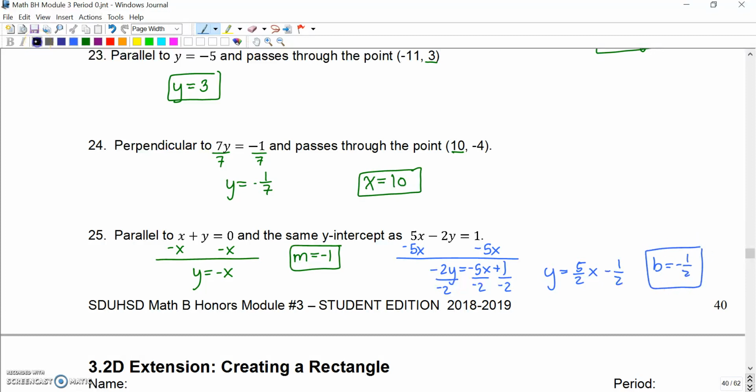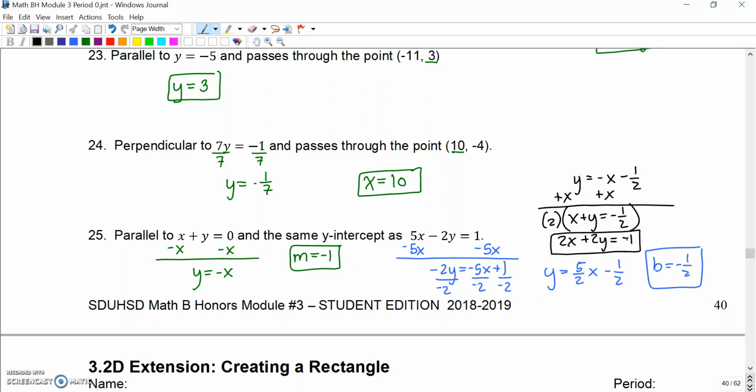And I'm going to put this all together for my third line, my new line, which is y equals -x minus 1/2. And I'm going to clear it with a 2. And it's okay if the constant or the c is negative.